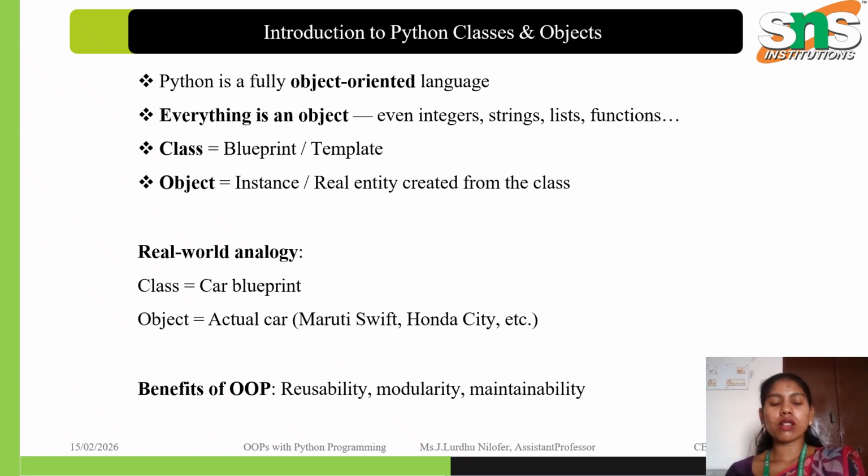What is an object? The object is called an instance or real-time entity of the class. A real-world analogy, for example: the class is a car's blueprint, and the object is the actual car, like a Maruti or a Honda. Next, the benefits of OOPS are reusability, modularity, and maintainability.